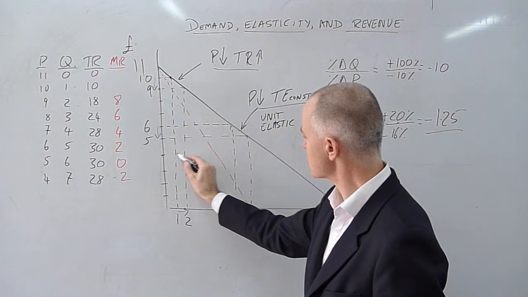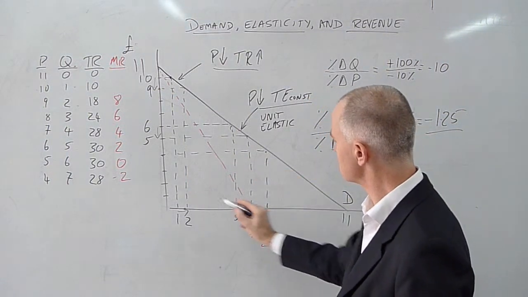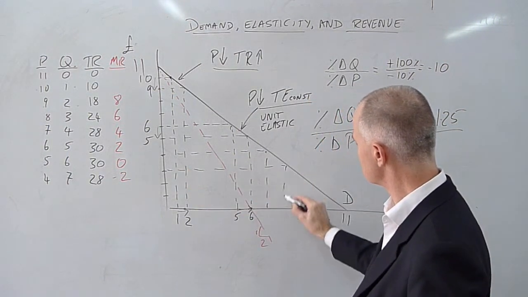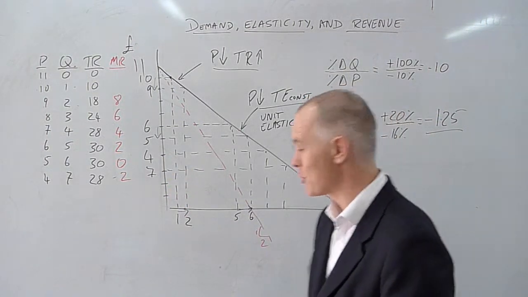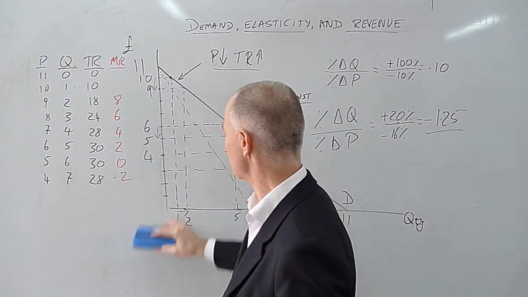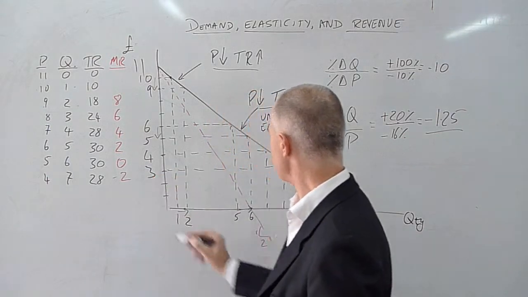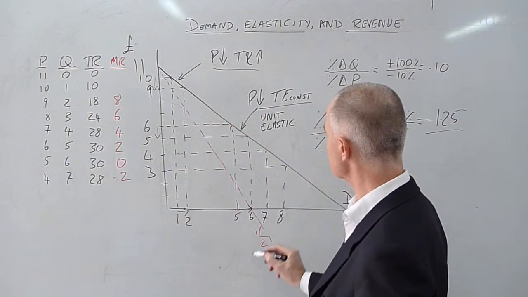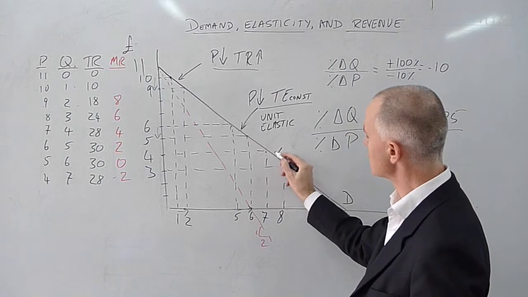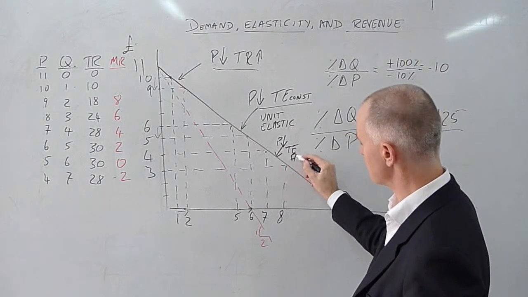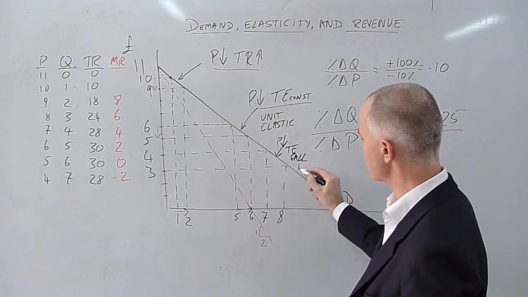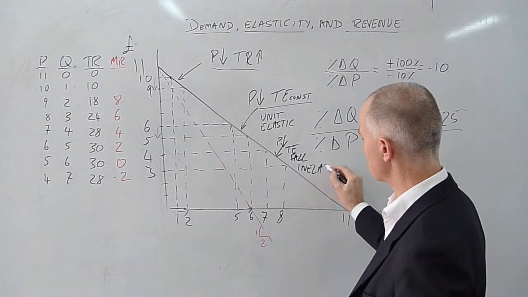If we cut the price from 4 to 3 and demand increases from 7 to 8, here we see that a price cut causes total expenditure to fall, and this must be inelastic.